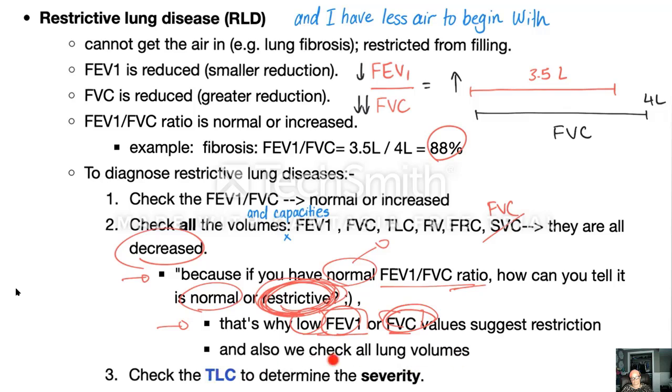And also check all of the lung volumes. How to determine the severity of a restrictive lung disease? Check the TLC. The lower the TLC, the greater the severity.